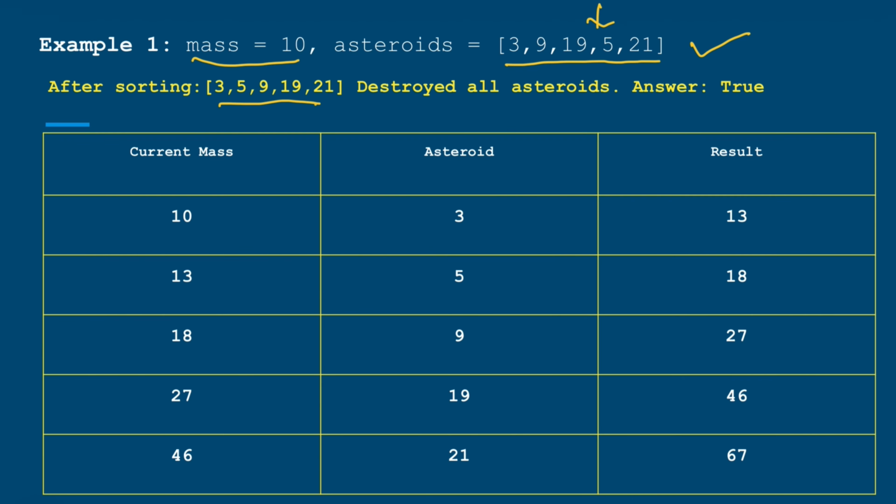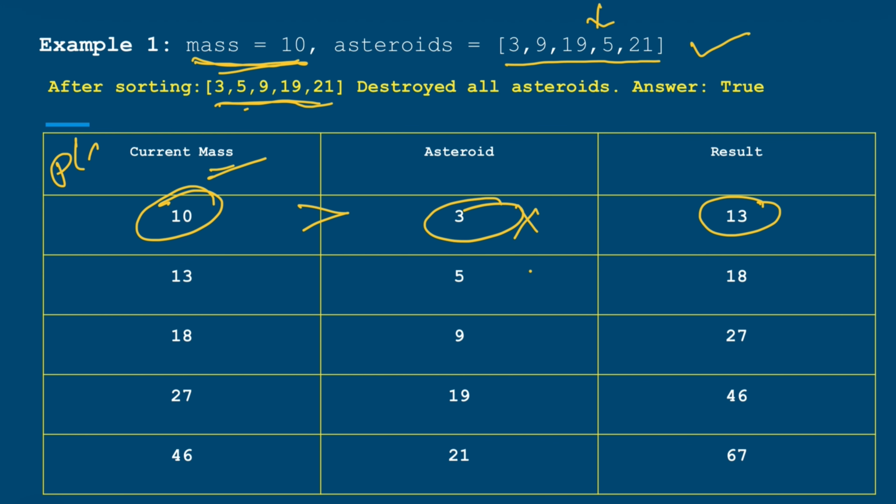Once the given array of asteroids is sorted, we can check with the mass. The very first current mass is 10 and the asteroid is 3. 10 is greater than 3, which means it can destroy it. If it destroys it, we update the mass of the planet. This is our planet, guys, so the planet's current mass is updated from 10 to 13.